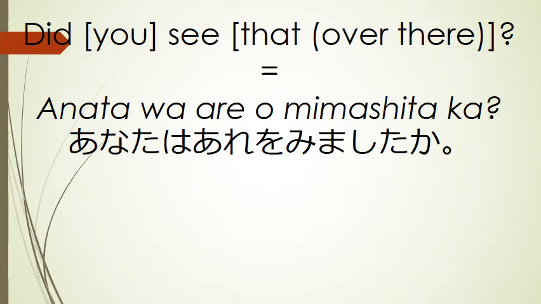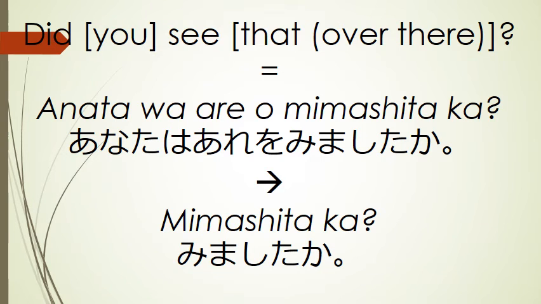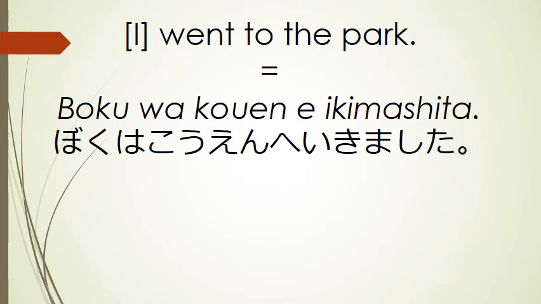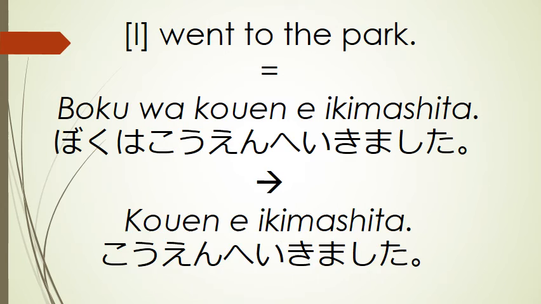So our first sentence is, did you see that over there? あなたはあれを見ましたか? And that can be shortened to 見ましたか? I went to the park. 僕は公園へ行きました. And that can be shortened to 公園へ行きました.